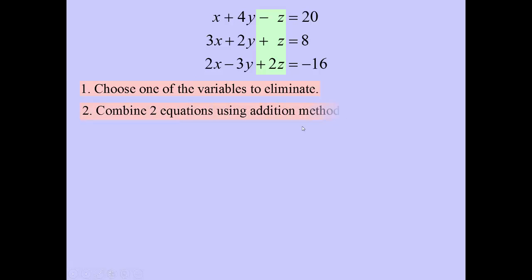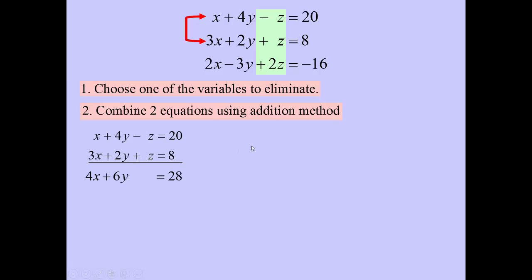Let's take the first 2 equations and write them by themselves and add them together. Notice when we add these 2 together, the z's are going to subtract out, and we get an equation with just the x and the y. We need to do that again with 2 different equations besides the top 2. For example, the top one and the bottom one.